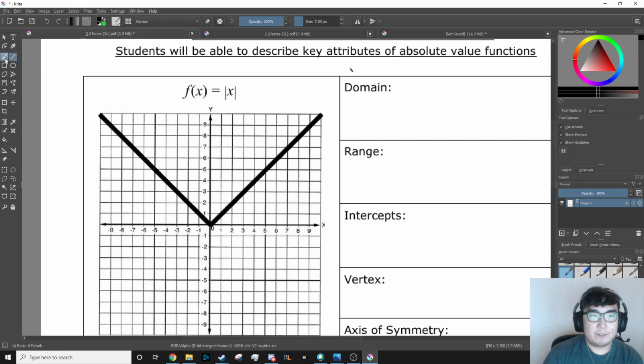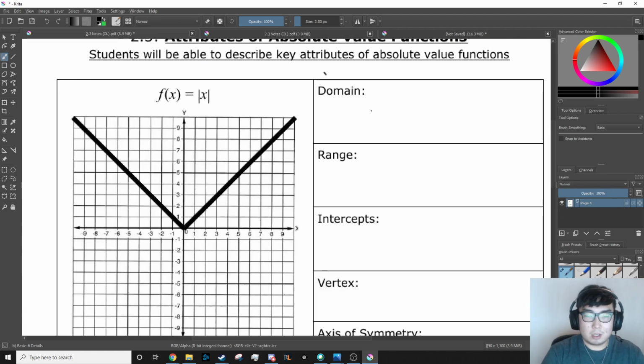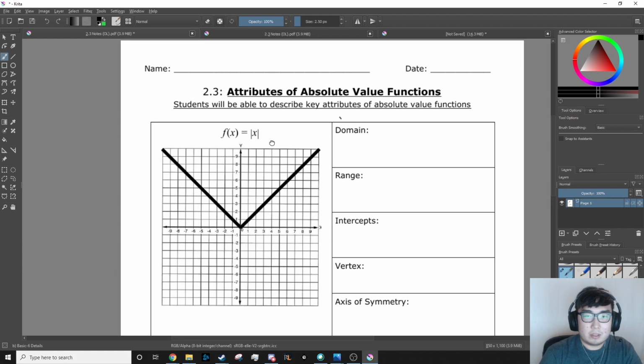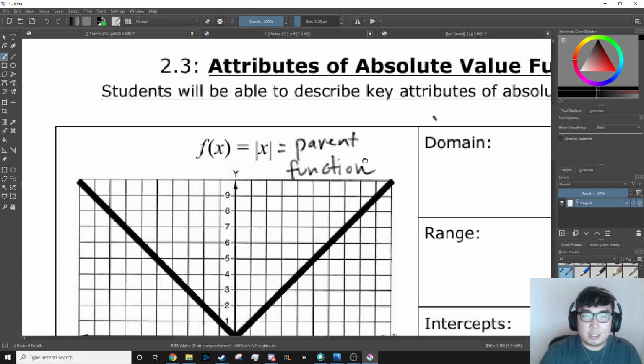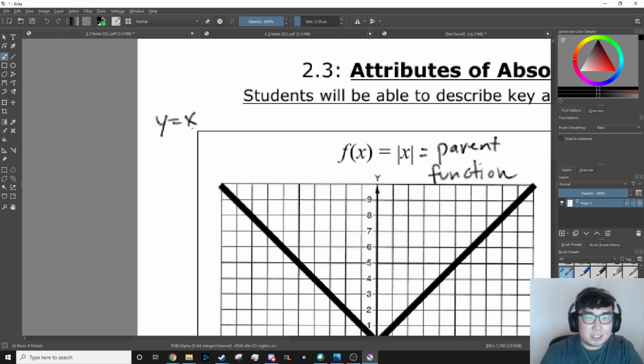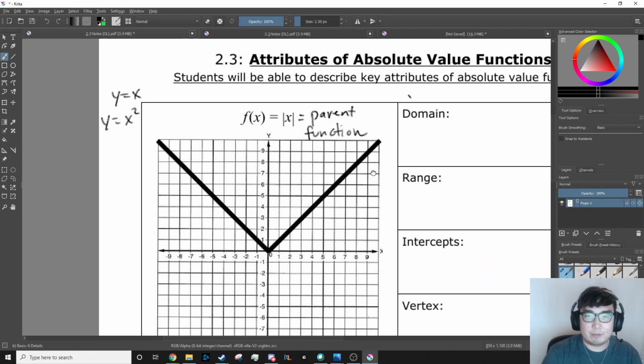So how does that affect our domain and our range and all of that stuff? These are all attributes, as in these are all describing our parent function, which is this. Know that this is called the parent function because it's the most basic. I'll write it at the bottom. As in, the parent function for linear is y equals x, and y equals x squared is the quadratic parent function. That's just a name for the most basic version of that type of graph.